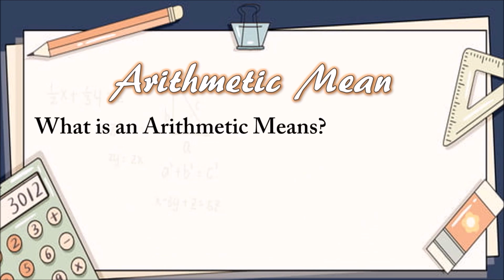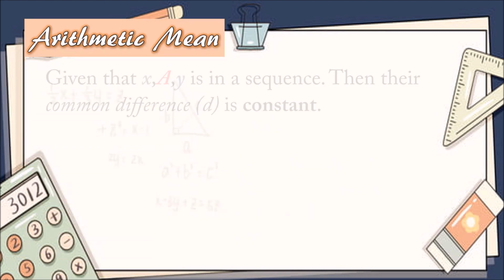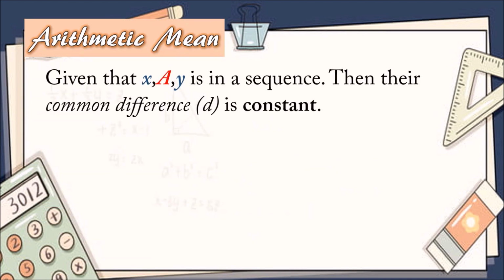What is an arithmetic mean? When three numbers x, a, y are in a sequence, then a is called the arithmetic mean of the numbers x and y. Given that x, a, y is in a sequence, then their common difference d is constant.